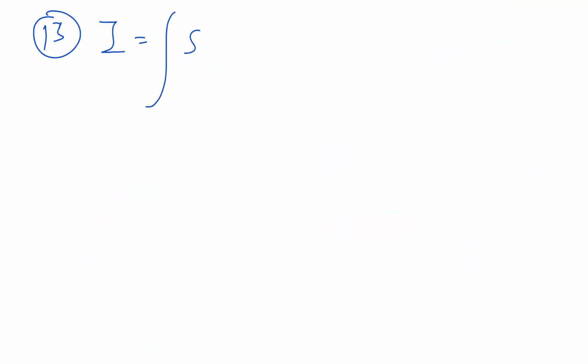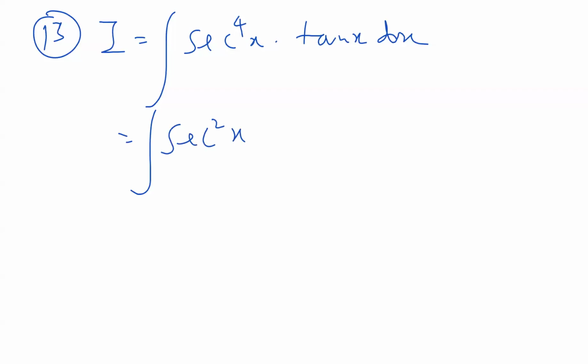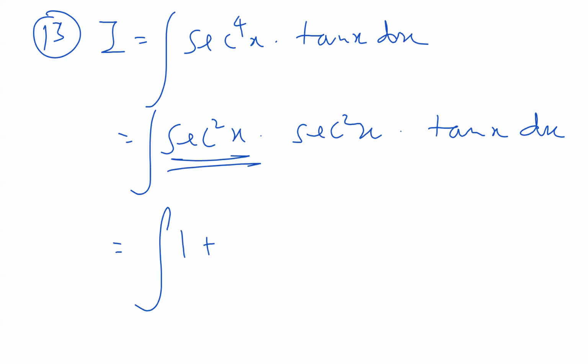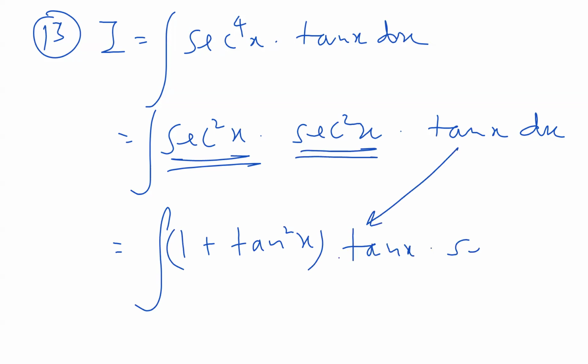Integration of sec raised to 4x tan x. A bit tricky this is. So this can be written as sec square x into sec square x into tan x. So sec square x is 1 plus tan square x. This tan x I will write it over here. And this sec square x I'm not going to change it. I'll keep it as it is.